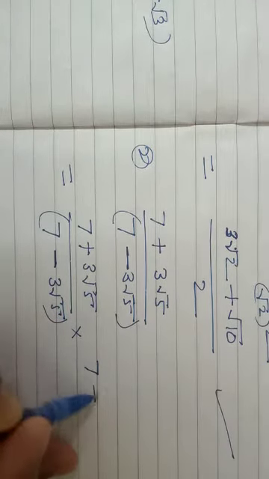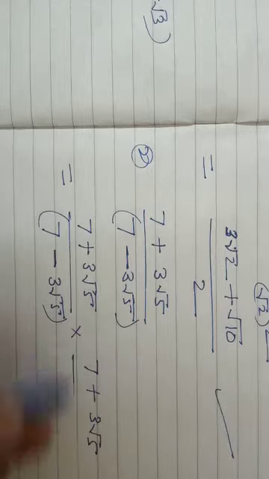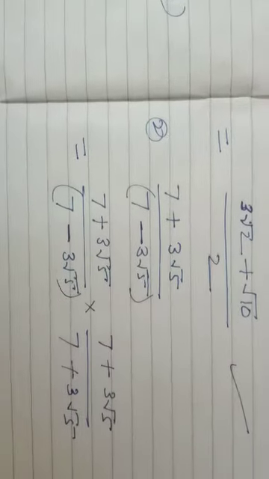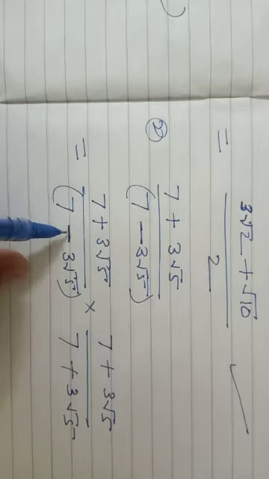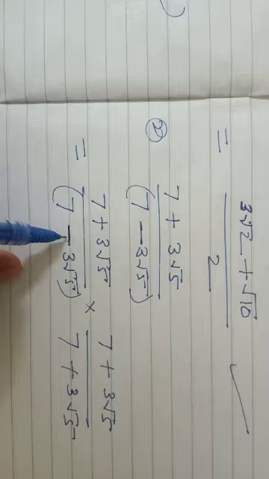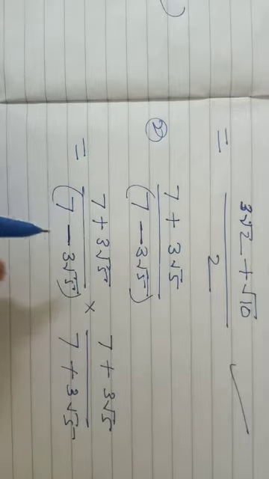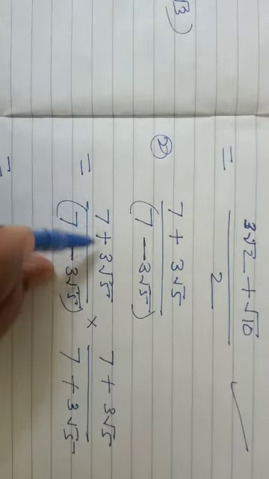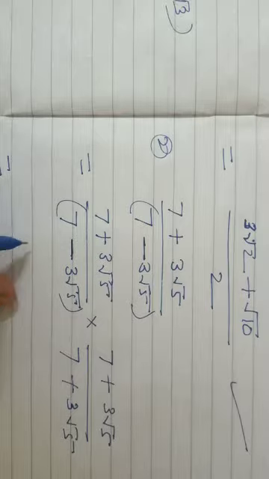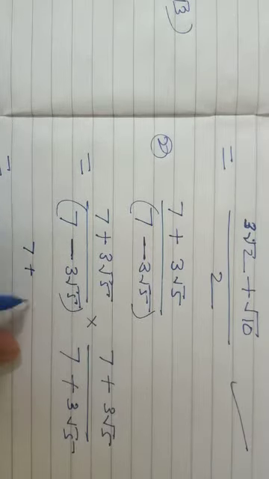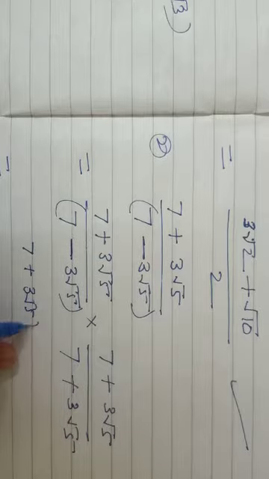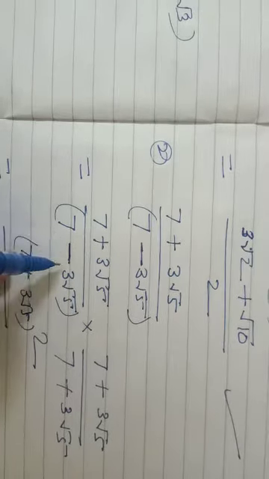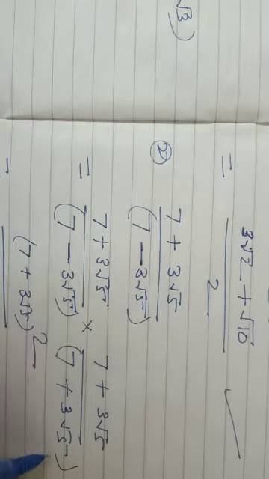So 7 plus 3 root 5 upon 7 plus 3 root 5. We already changed the sign between those numbers. If minus is there, we change it into plus. If plus is there, we change it into minus. Now we can see 7 plus 3 root 5, 7 plus 3 root 5. It means that will be the whole square of 7 plus 3 root 5 upon 7 minus 3 root 5 times 7 plus 3 root 5.